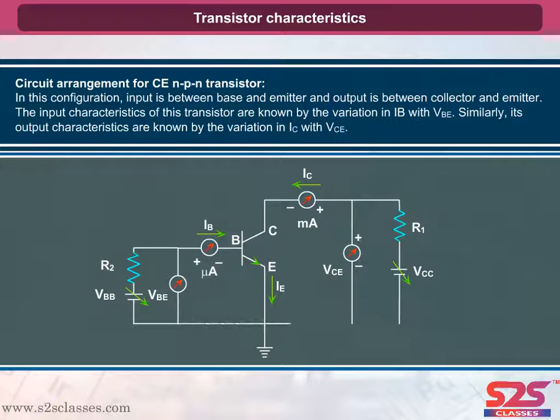In this configuration, input is between base and emitter and output is between collector and emitter. The input characteristics of this transistor are known by the variation in IB with VBE. Similarly, its output characteristics are known by the variation in IC with VCE.